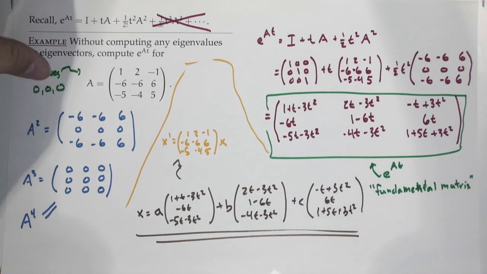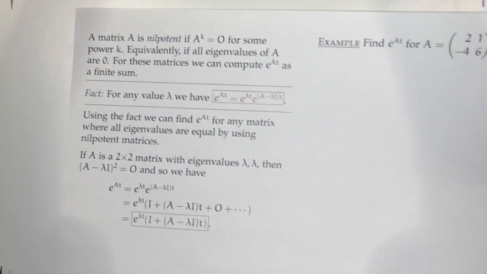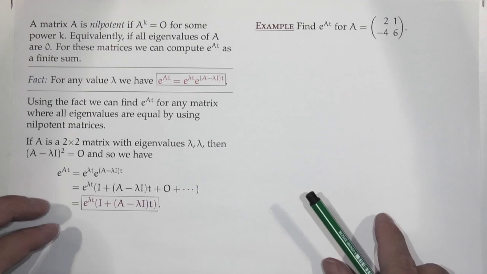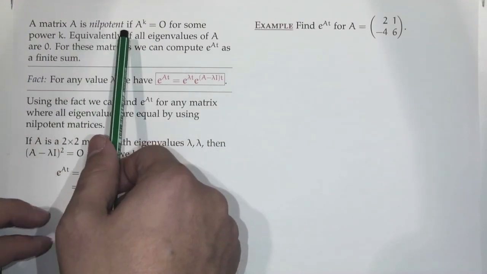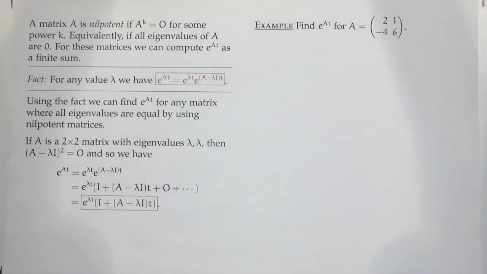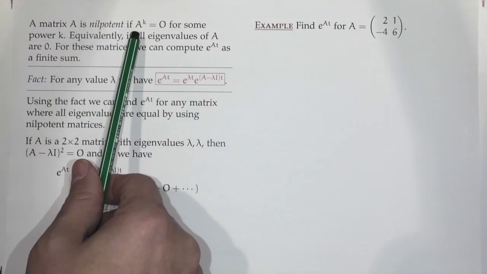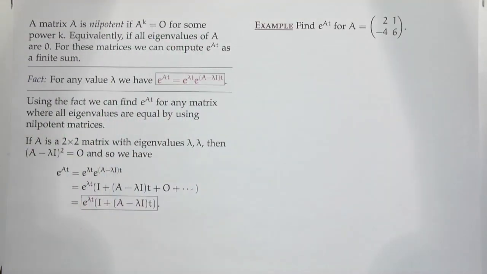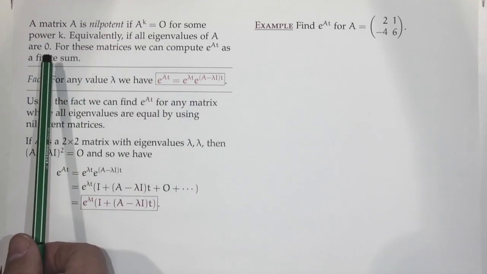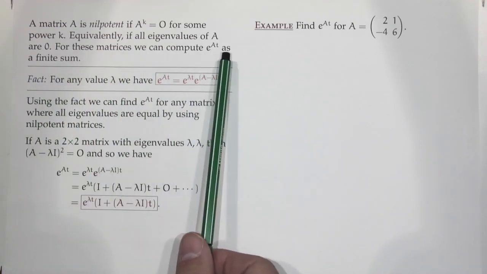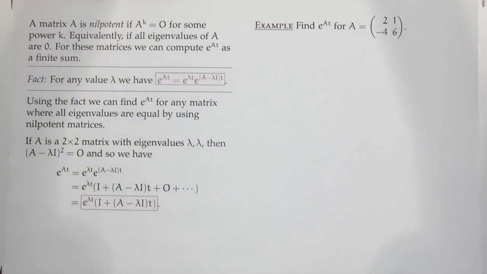So we have the following idea. We say a matrix is nilpotent, don't worry about the terminology. Basically, nil says it's going to 0. If A to the k equals 0 for some power k, so eventually it becomes 0, is what you should think of it. Well, that just means all the eigenvalues are 0, and we've already said, hey, for these matrices, e to the At is nice. You only have a couple of pieces.